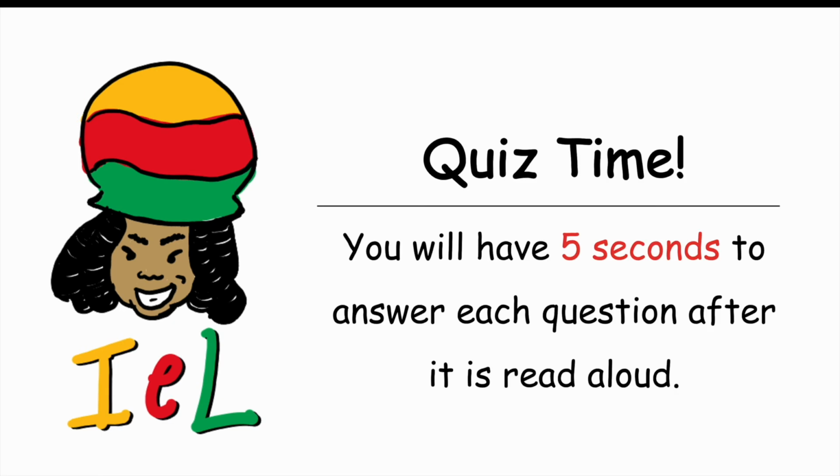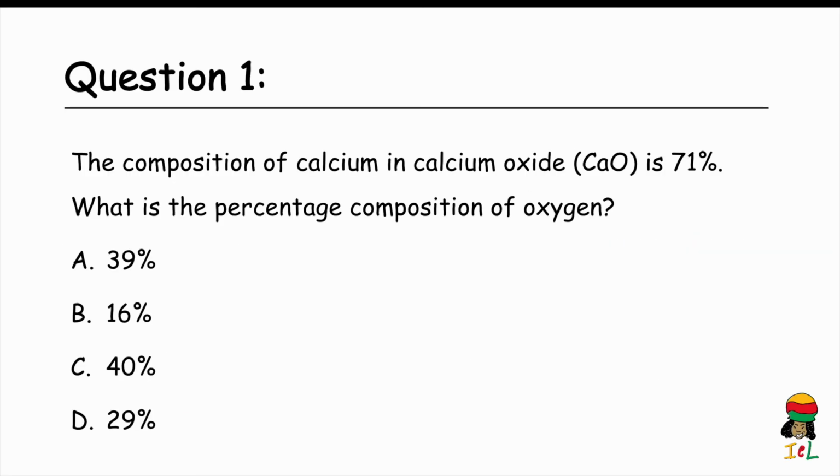It's quiz time. You have 5 seconds to answer each question after it is read aloud. Question 1. The composition of calcium in calcium oxide is 71%. What is the percentage composition of oxygen? A. 39%, B. 16%, C. 40%, D. 29%.